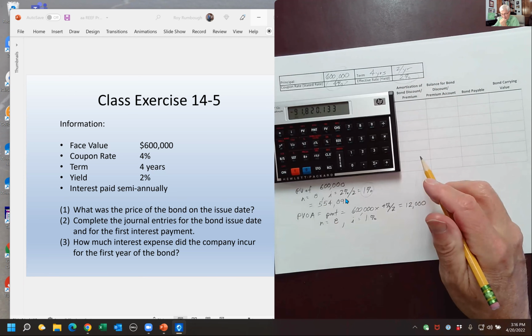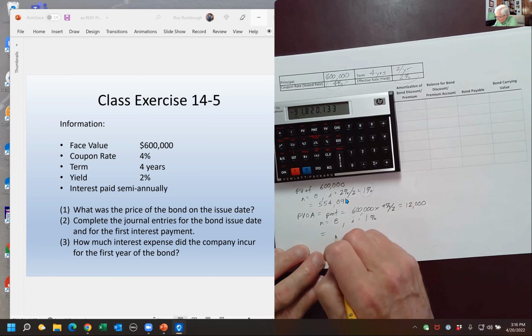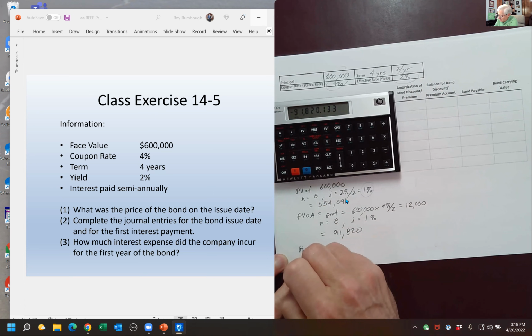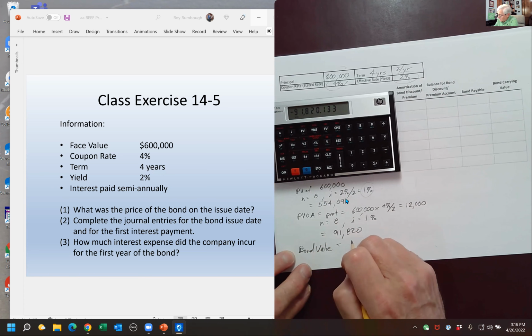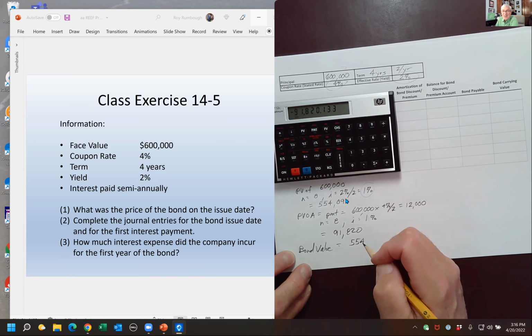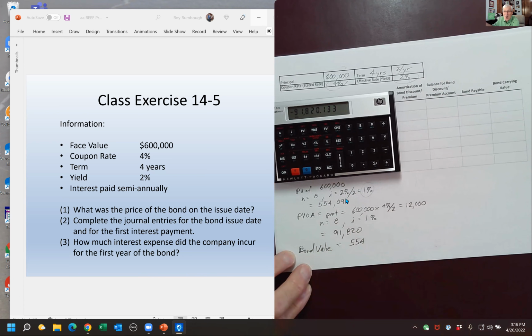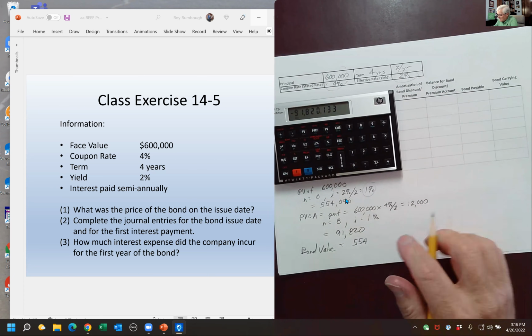Present value, 91,820. Bond value equals, it better be more than 600,000. If you get to where it's less, then the coupon rate is higher than the market rate, you got an error, right? So you want to go back and check that.